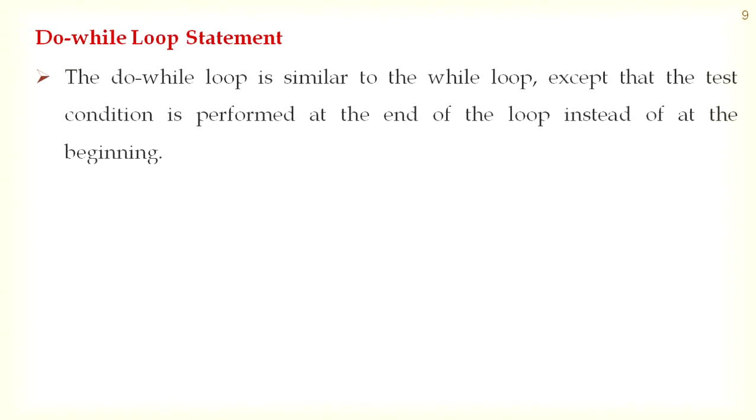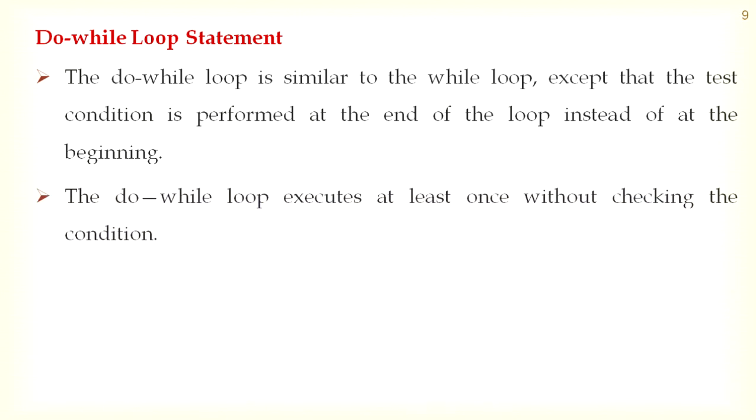Do while. The do while loop is similar to the while loop except that the test condition is performed at the end of the loop instead of at the beginning. The do while loop executes at least once without checking the condition.